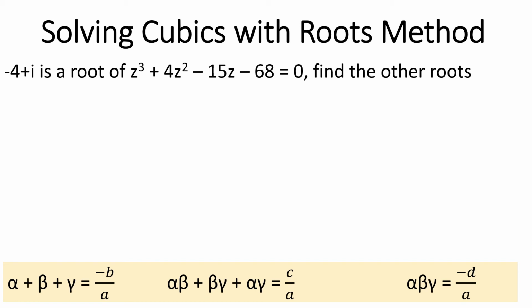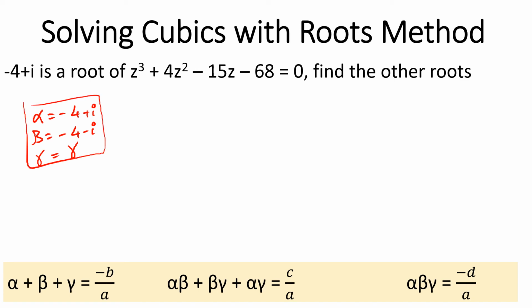If we've got roots alpha, beta and gamma, then these 3 rules apply. So what can we say? Well, let's say that alpha is minus 4 plus i, because we know that's one of the roots we've got, and beta is minus 4 minus i, because we know it's going to be a complex conjugate root, and gamma is, well, we don't know what gamma is. So these rules should be true.